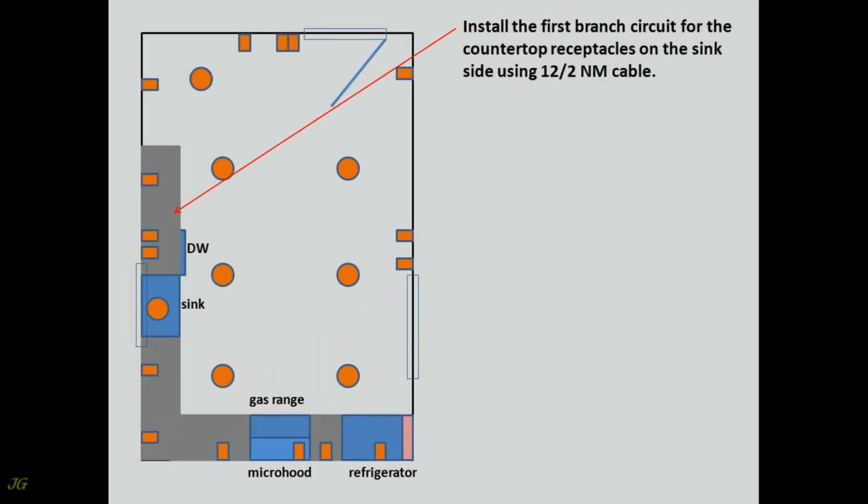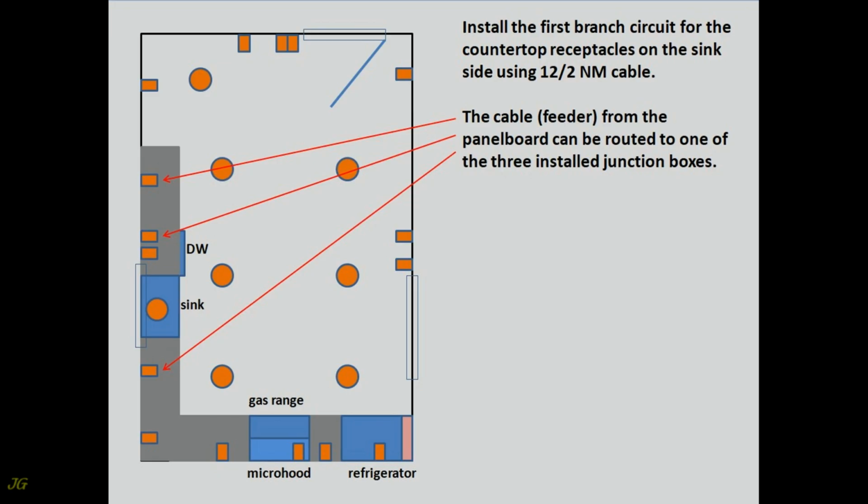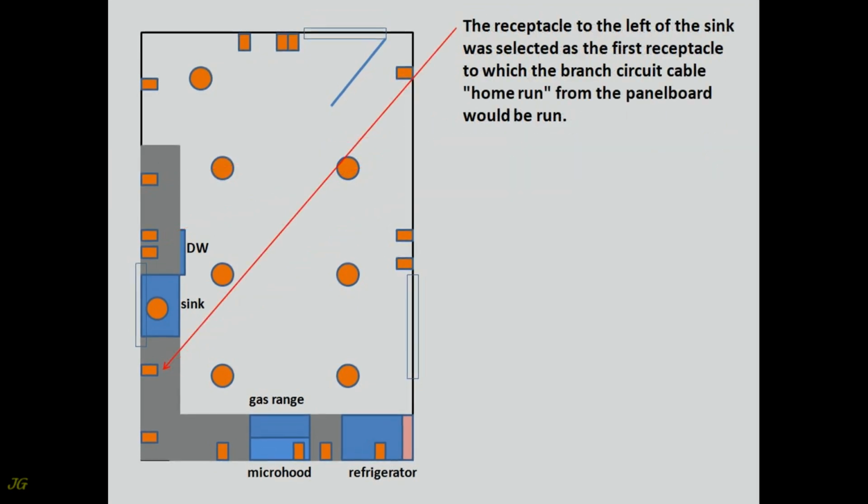Install the first branch circuit for the countertop receptacles on the sink side using 12-2 NM cable. The cable feeder from the panel board can be routed to one of the 3 installed junction boxes. The receptacle to the left of the sink was selected as the first receptacle to which the branch circuit cable, home run, from the panel board would be run.